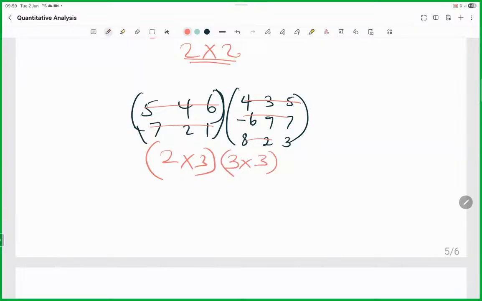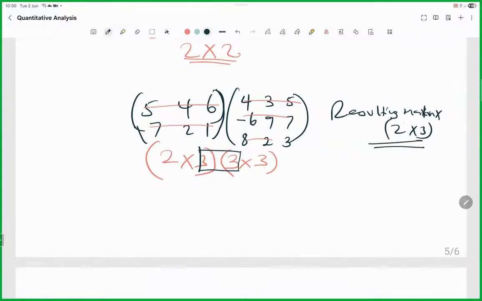3. Are these two matrices compatible for purposes of multiplication? Yes, because of the inner values here. And of course, the resulting matrix, a 2 by what here? It will be a 2 by 3.